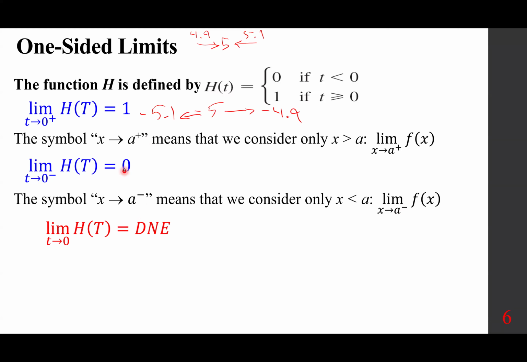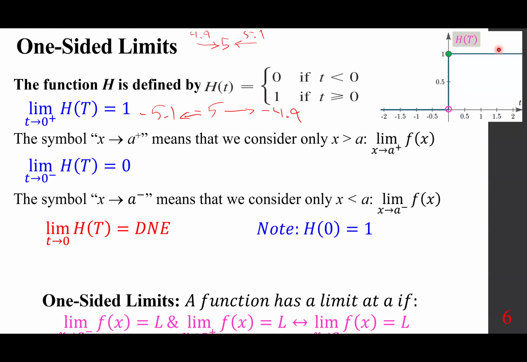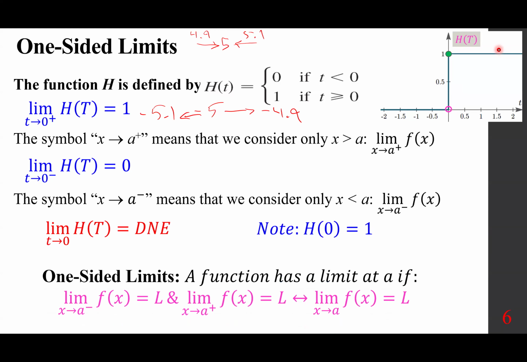They must be identical. And finally, because we have the equality h of 0 is 1, that means at 0 it is equal to 1. So if we were to graph this, this part becomes the x-axis normally, which is now the t-axis, and there's a hole here. And this part, h of t equals 1. So this gives rise to the definition of one-sided limits.